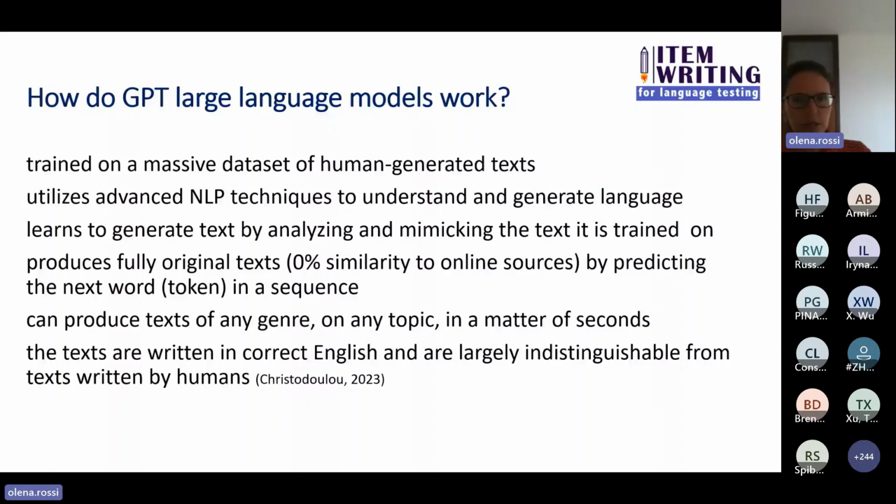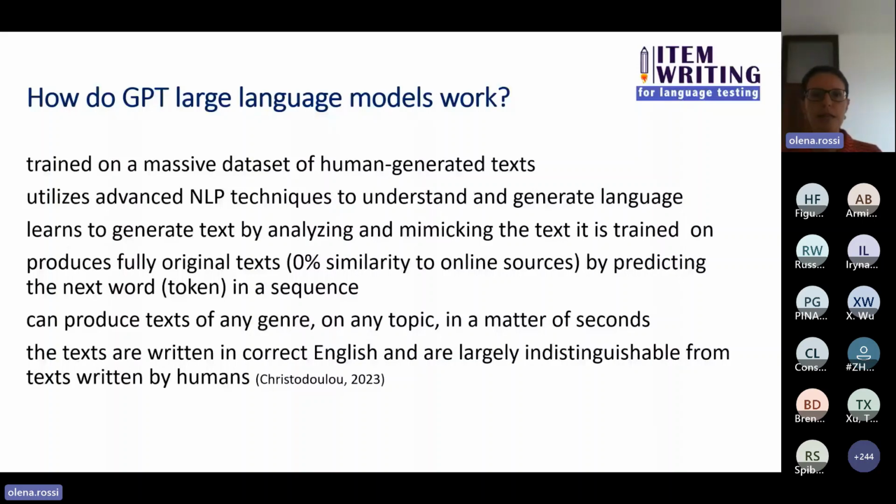GPT produces fully original texts, and it does so by predicting each next word or token in a sequence. It doesn't do it by taking a sentence from here and a sentence from there. These were the fears that were expressed in earlier conversations about ChatGPT. Every time I've checked GPT-produced text for similarity with online sources, the similarity was always 0%.